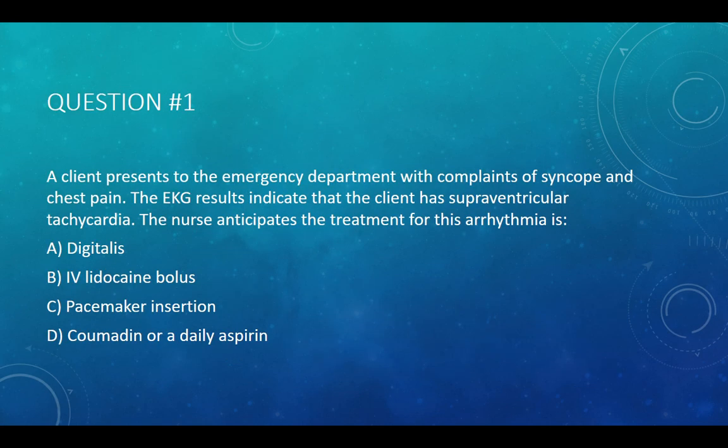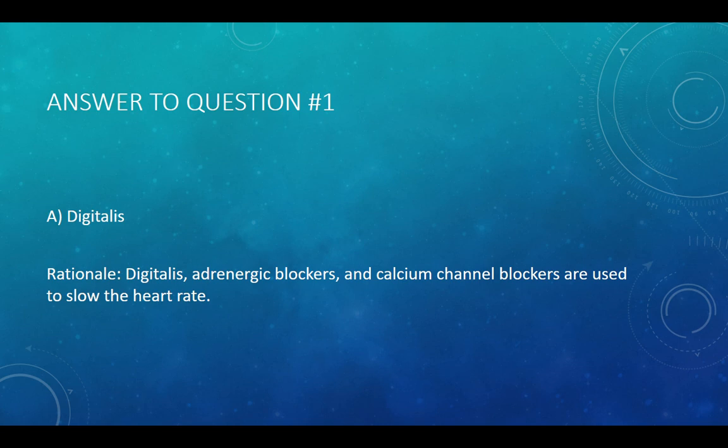Okay. A client presents to the emergency department with complaints of syncope and chest pain. The EKG results indicate that the client has supraventricular tachycardia. The nurse anticipates the treatment of this arrhythmia is A, B, C, or D. Okay? And it is D, digitalis. Digitalis, adrenergic blockers, and calcium channel blockers are used to slow the heart rate. Okay? So that's what you're looking at.